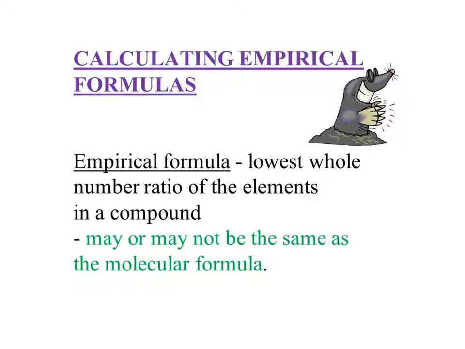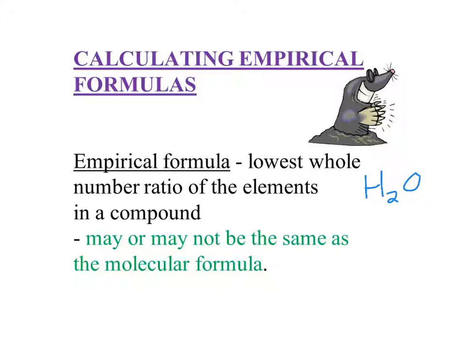An empirical formula means the lowest whole number ratio of the elements in a compound. The word empirical means simplest, so it's literally the simplest formula that you can have. It may or may not be the same as the molecular formula. So let me give you a quick example. If I have H2O, I have 2 hydrogens for every oxygen. So this is the empirical formula because I can't get any simpler than this without changing the 1 oxygen into something that's not a whole number.